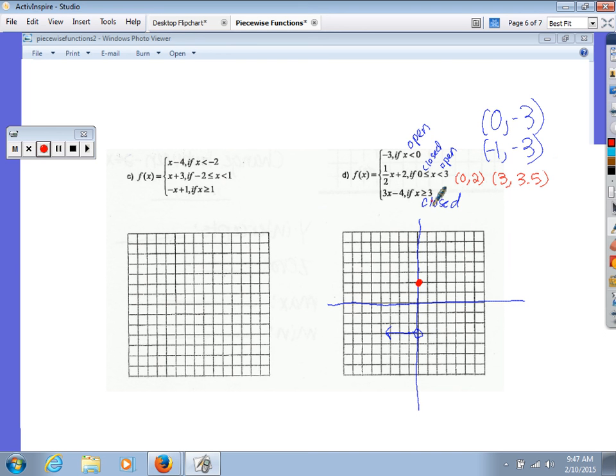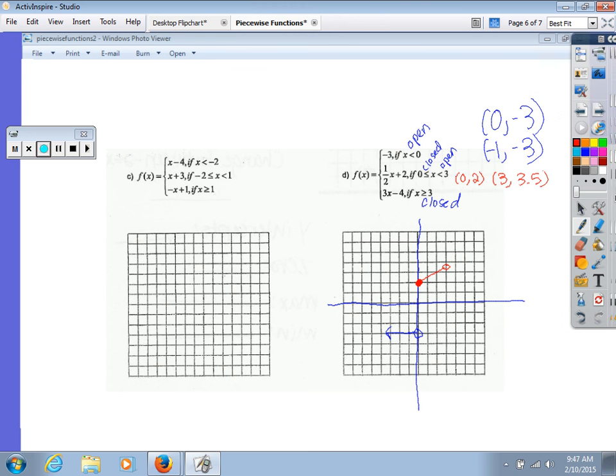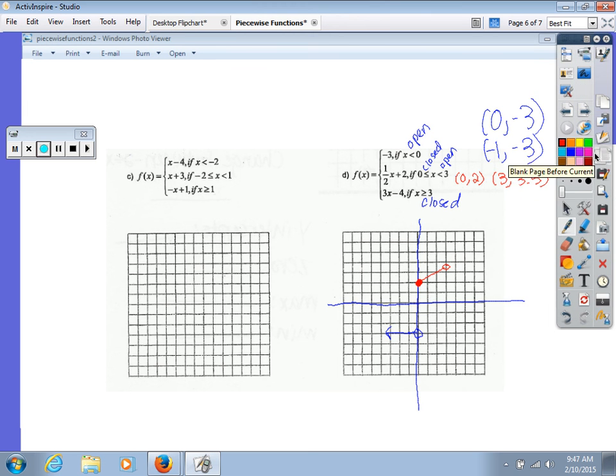Now, how do we get 3.5? 3 times 1/2 is 1.5. 1.5 plus 2 is 3.5. All right? If you're confused with this, you could use a calculator. You always want to change fractions to decimals when you're graphing. So 3 and 3.5, which would mean it would be halfway right here, and it's open. And then you just draw a line connecting it. And I'm going to do the last one in pink.